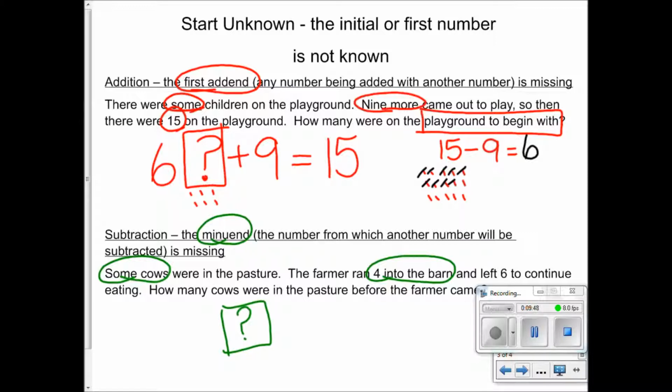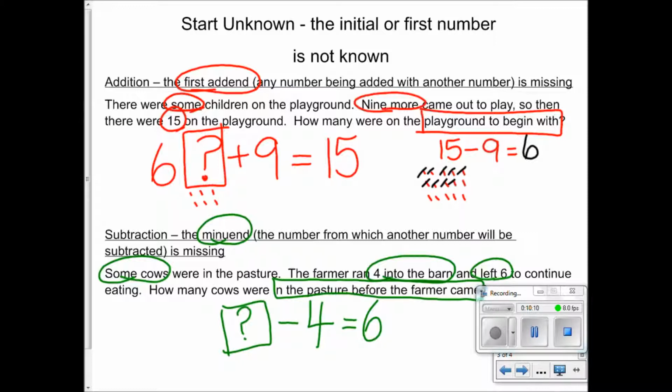Subtract. Yes, use a minus sign. We're subtracting because they went away. They went into the barn, right? And that left 6 to continue eating. So now we want to know how many were in the pasture before the farmer came. So how many did we start with?